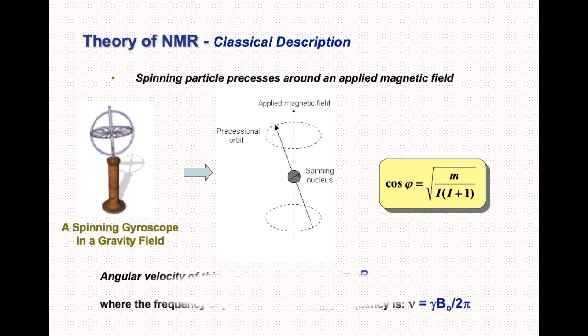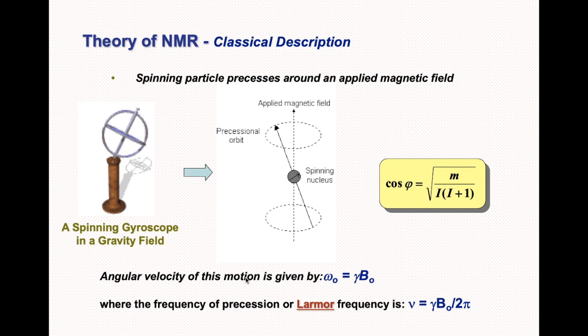Since the atomic nucleus is rotating, it will have an angular velocity, and the angular velocity omega 0 can be calculated by using this formula. Angular velocity omega 0 is equal to gamma B0, where gamma is the gyromagnetic ratio of the spinning nucleus and B0 is the applied field strength. And from the angular velocity omega 0, we can obtain the angular frequency or precession frequency, and this is also called the Larmor frequency. Larmor frequency nu L is equal to gamma B0 by 2 pi.